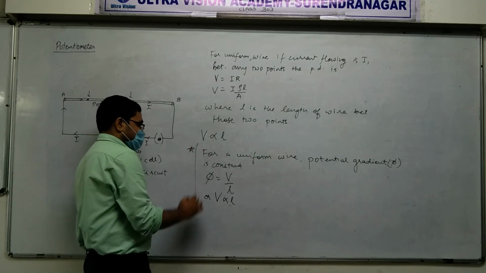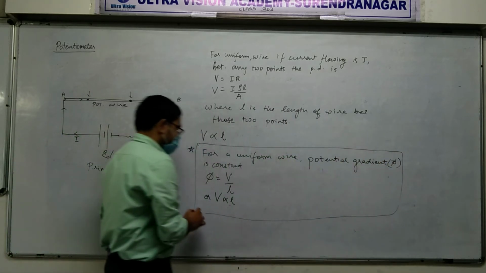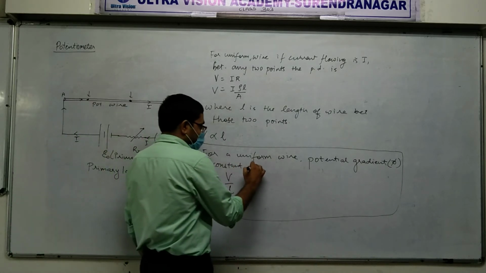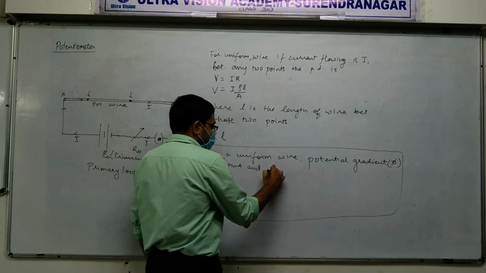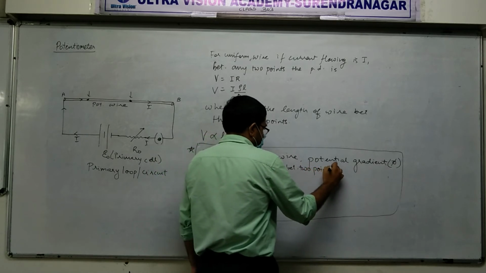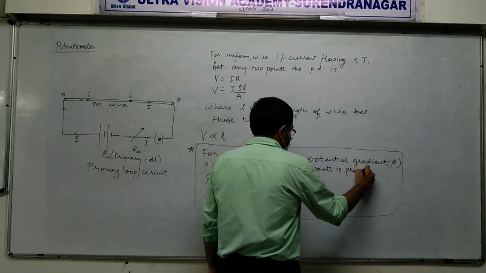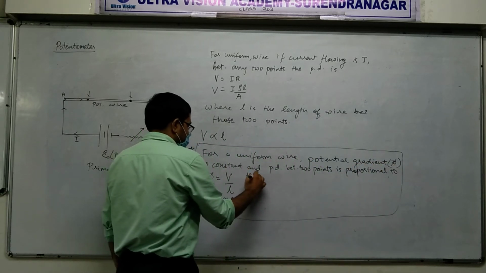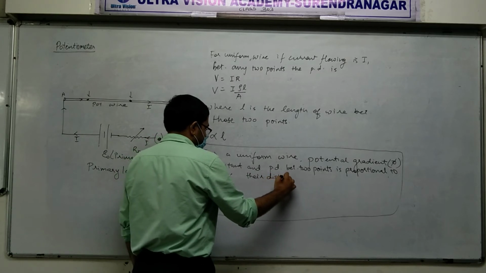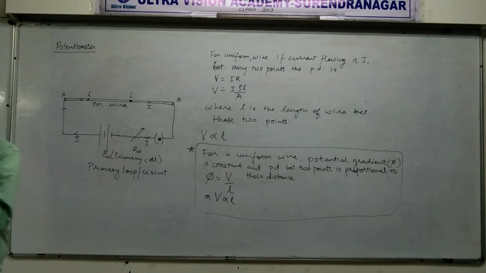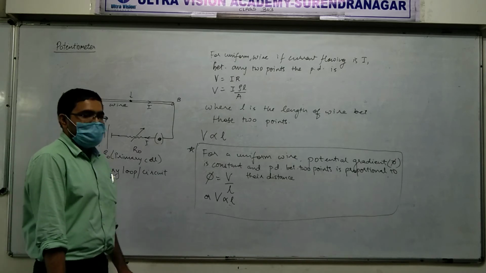This thing that we have written here, in words, we say: potential gradient is constant and potential difference between 2 points is proportional to their distance. Potential difference between 2 points is proportional to their distance. Done.